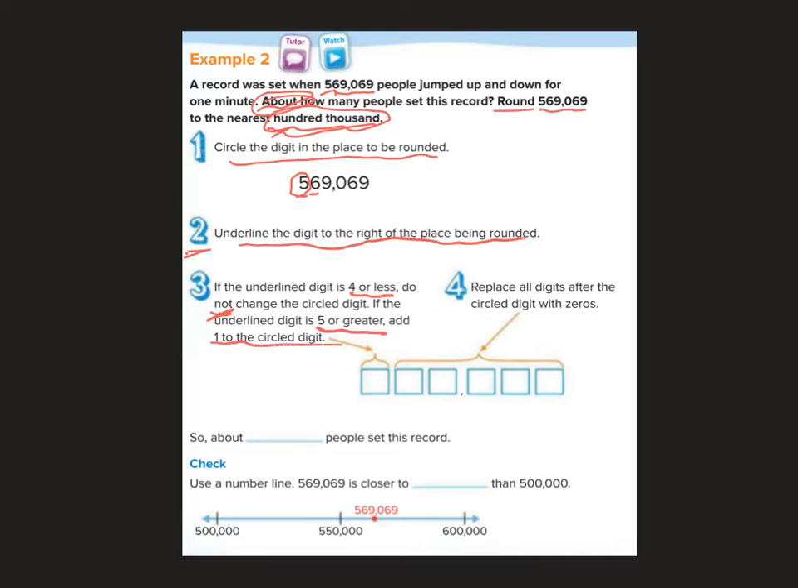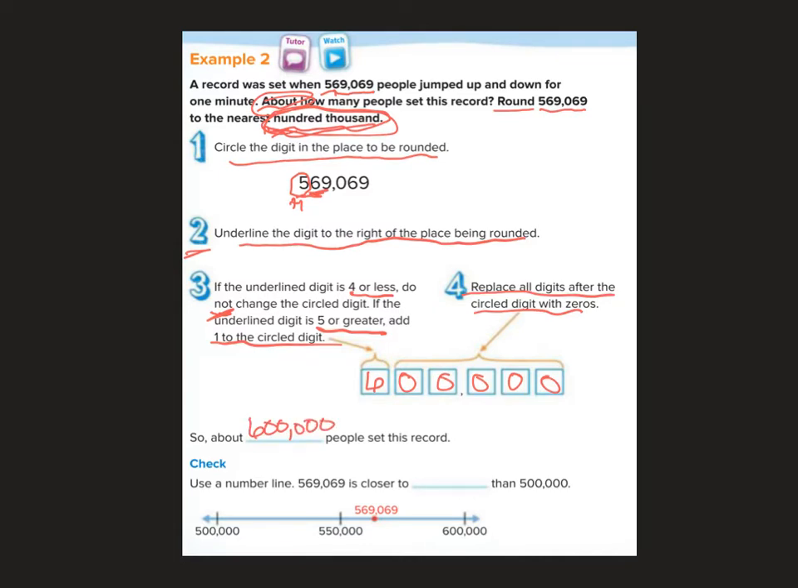In this case, the 6 is 5 or greater, so I need to add 1 to the circled digit. So I'm going to get 6, and then replace all the digits after the circled digit with zeros. 600,000. And notice when I say the final number, I'm saying the place value we were supposed to round to, 100,000. 600,000 is what this number is. So that's a good clue that I did it right. So about 600,000 people set this record.